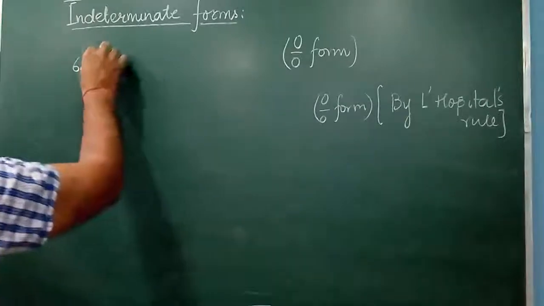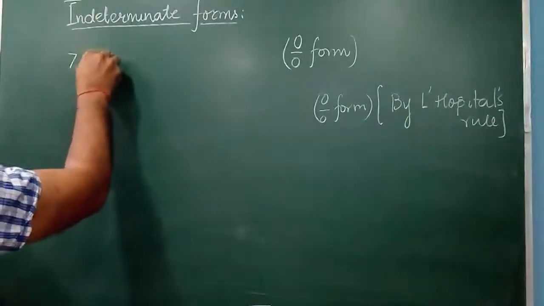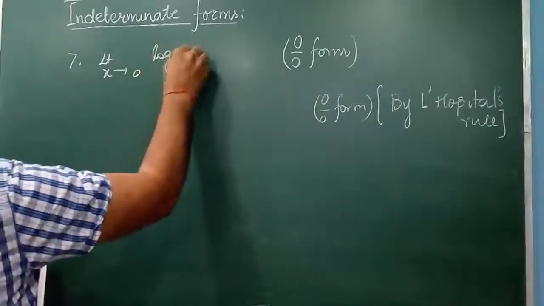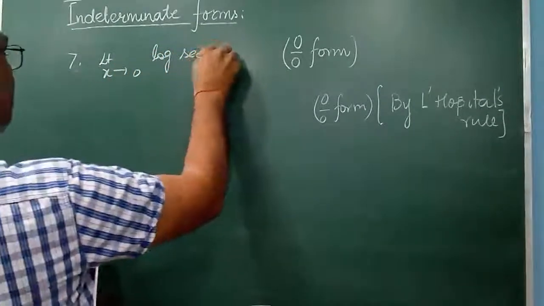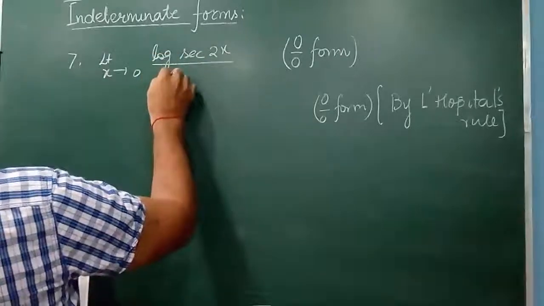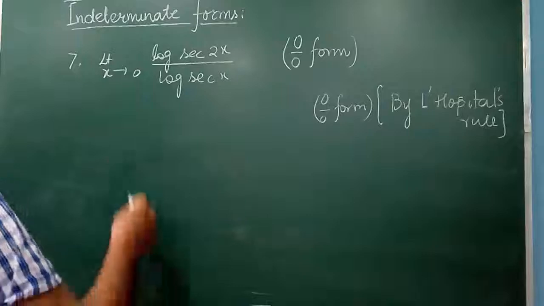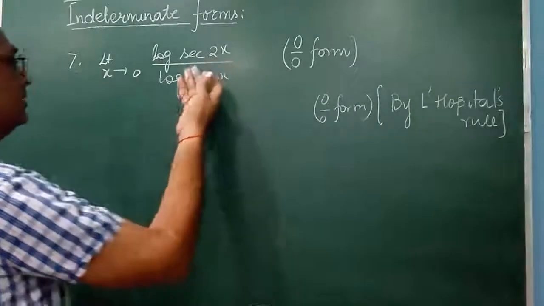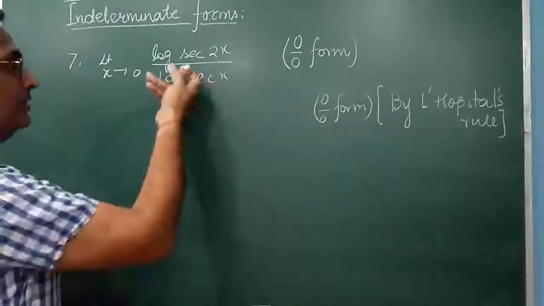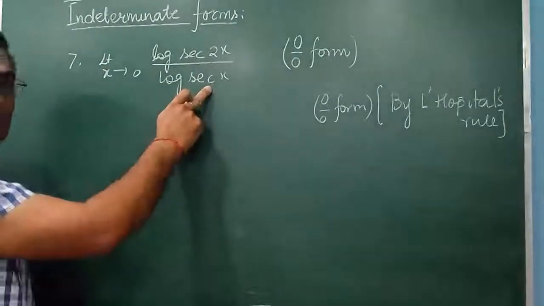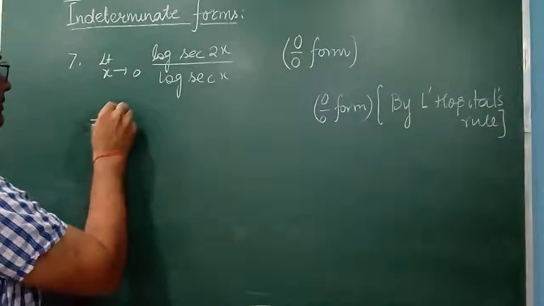Now see the seventh one. It is limit x tending to 0 of log sec 2x upon log sec x. This is sec 0 is 1, log 1 is 0. Here also it will be log 1 is 0. So what are we having?